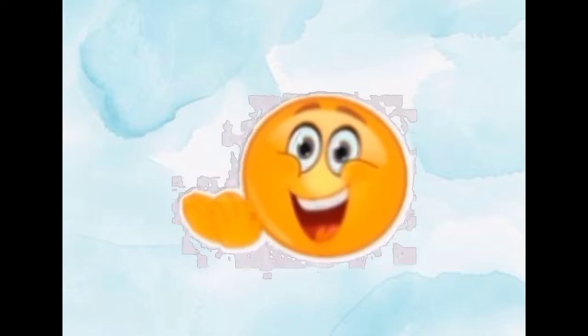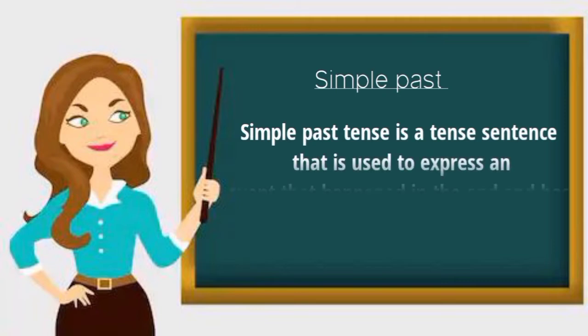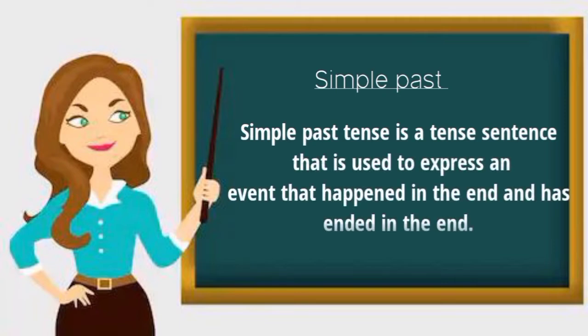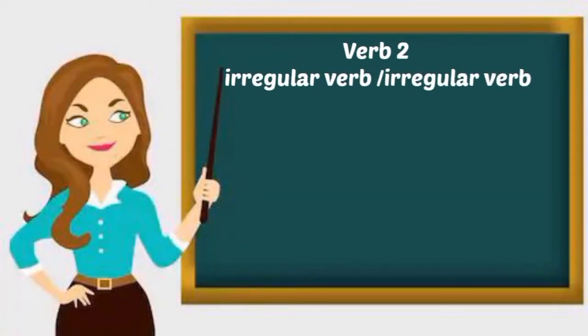Okay, now we have studied simple present tense. I hope you can understand it. Next is the second tense, namely simple past. Simple past tense is a tense used to express an event that happened in the past and has ended in the past. The verb used is the second form of the verb, usually marked with the addition of e or ed after the word, depending on whether the word is a regular verb or an irregular verb.